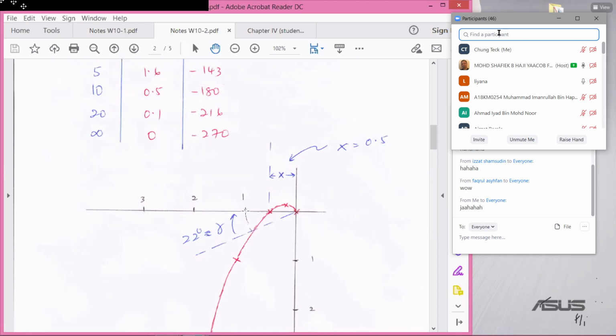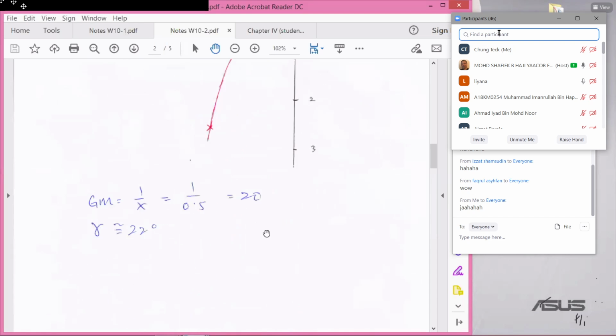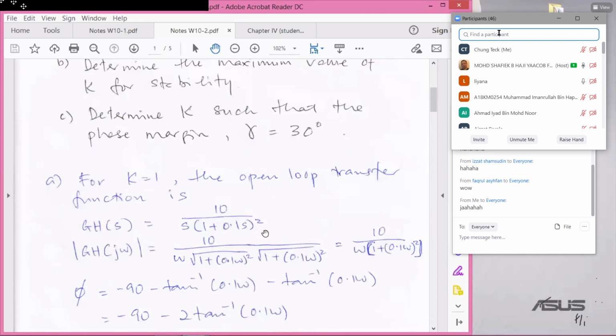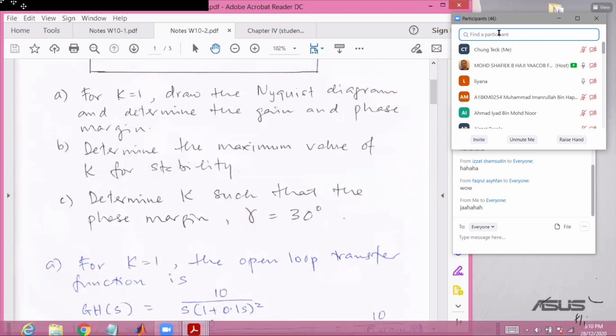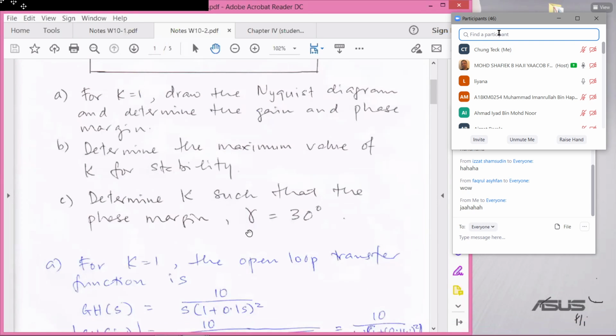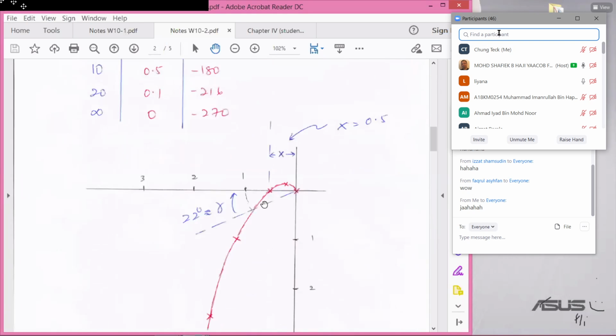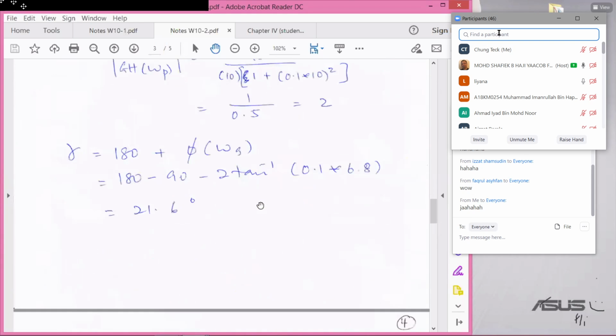So to be able to fulfill this criteria, phase margin is equal to 30, you need to decrease your k. Your k must be smaller than 1. Only then you can meet this criteria. So you can now compute that. So let's go down to part C.